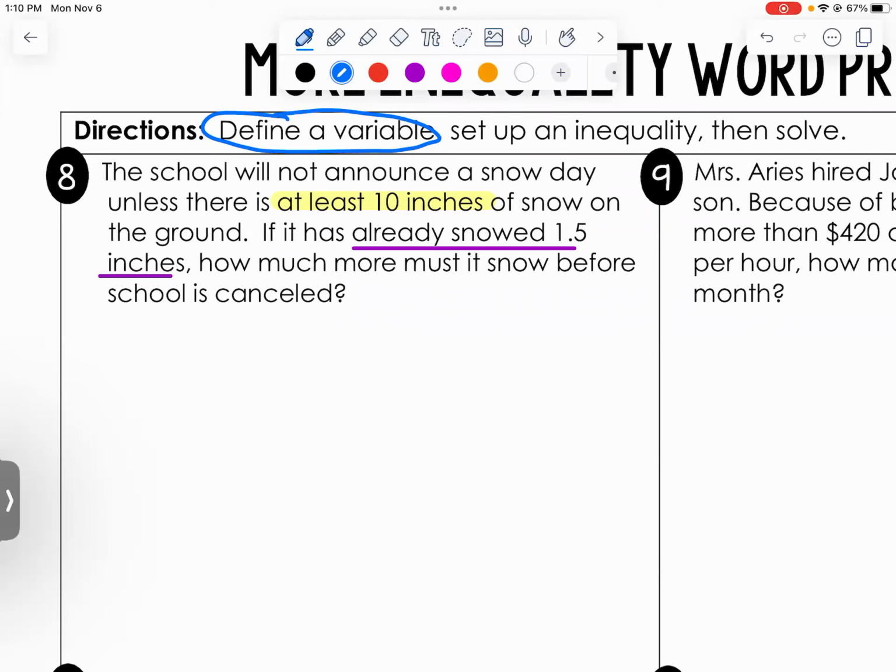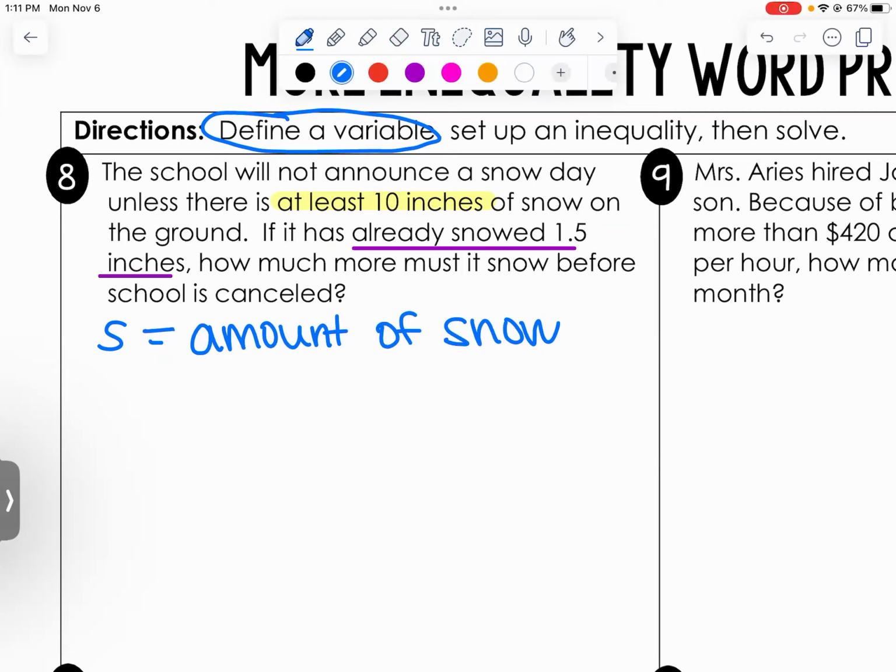Okay, so I'm going to let X be the amount of snow. Okay, you could call it S. Would you rather I call it S? Okay, Megan says she wants me to call it S. You can choose whatever variable you want. On page 19, I need you to get there.